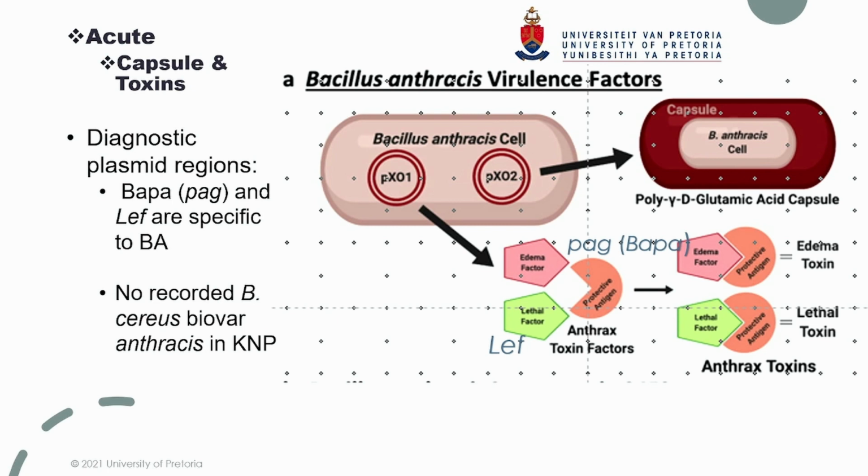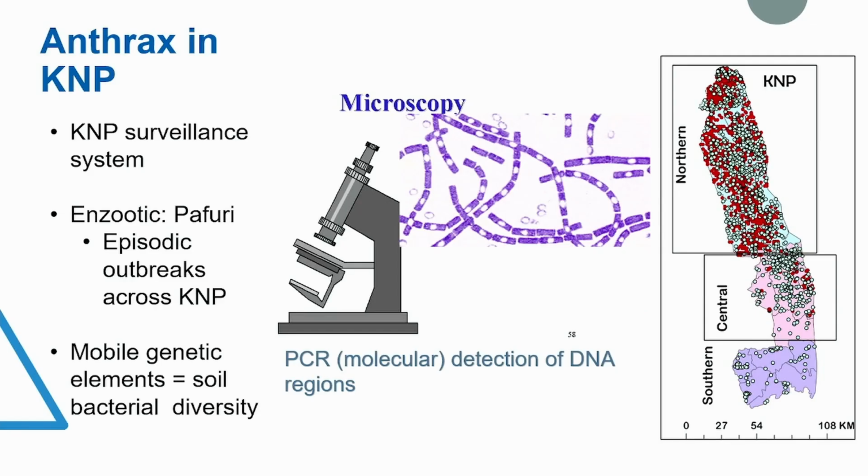So there's been no record of Bacillus cereus biovar anthracis, but in primates in Central Africa, they found Bacillus cereus with these two plasmids on it. So the question is, are we missing it if we're diagnosing it? Because we are just looking under a microscope, at the typical box-shaped rods that Bacillus anthracis makes. And so are we missing other Bacillus that is causing anthrax?